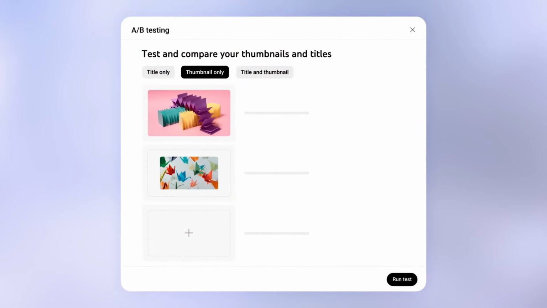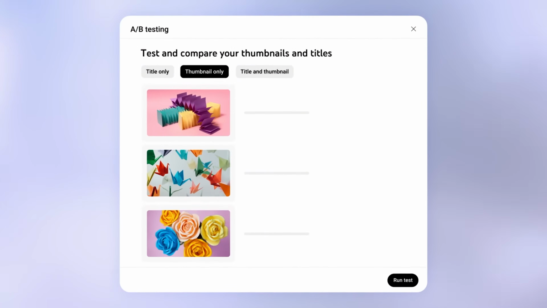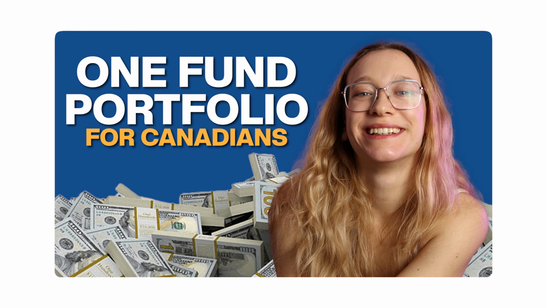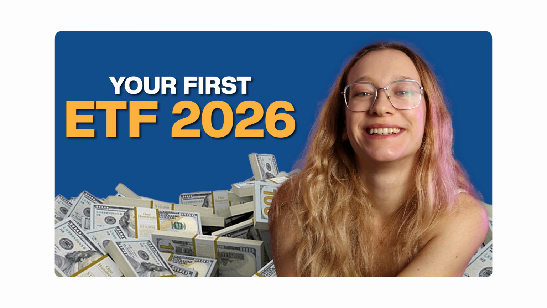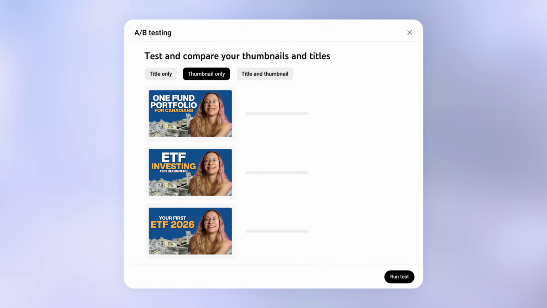Of course, I would recommend to A/B test your packaging all the time. So make up several options of the text that you should put on the thumbnail and just put the text from that viral video on your thumbnail too. For example, I would probably have a couple texts here to A/B test. One would be one fund portfolio for Canadians, or maybe ETF investing for beginners would be really good. Or maybe your first ETF 2026 could be also good to just A/B test those 3 versions with these 3 texts on thumbnails.